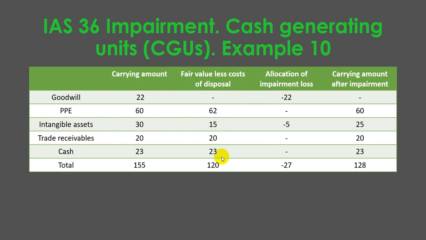But first of all, we need to use goodwill. So we have a total impairment of 27 million and we have goodwill of 22 million. So first of all, we just write off goodwill to 0. So 22 million is taken from goodwill, and we have another 5 million of impairment loss, and here we decrease intangible assets by 5 million. So our final carrying amount after impairment will be 128 million. That's for our cash generating unit.